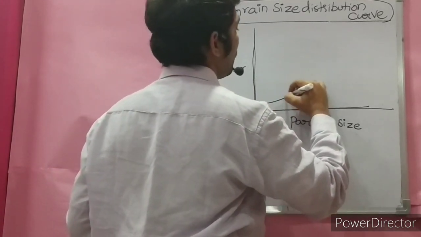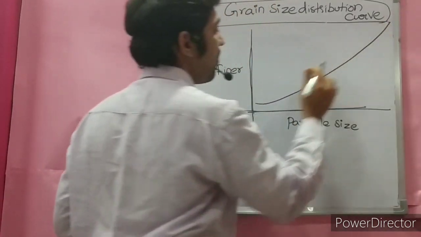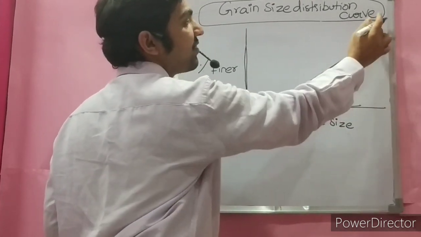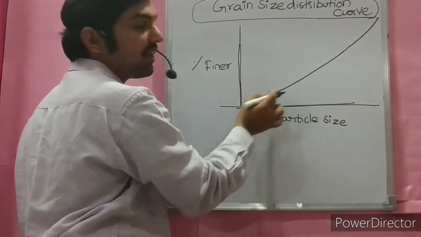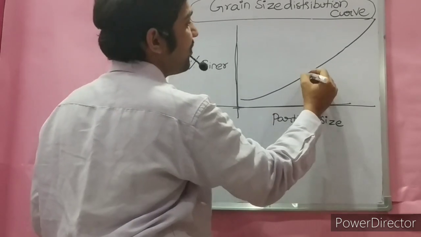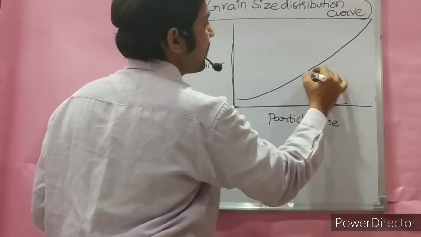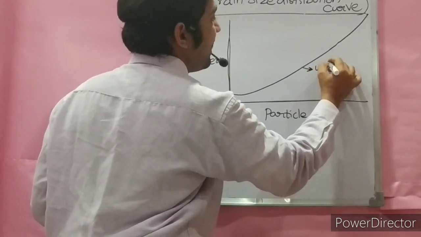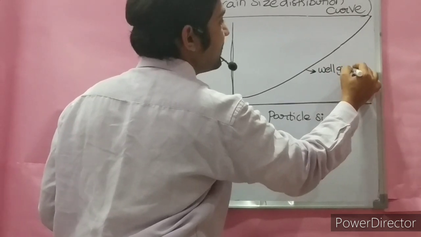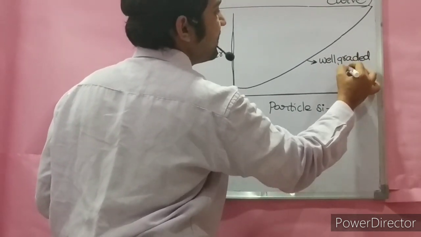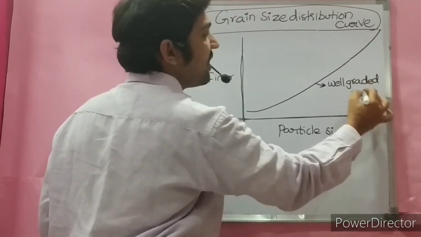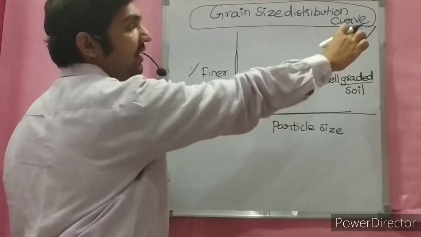One graph will look like this. All the particles are uniformly passing. There is no particle size missing. This type of soil is called well graded soil. All particles are present, none missing. So that is well graded soil, where all grades are present.